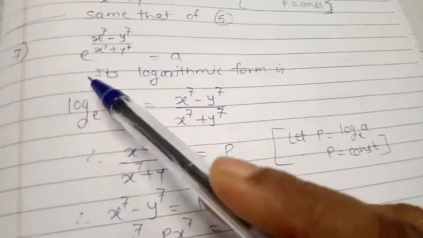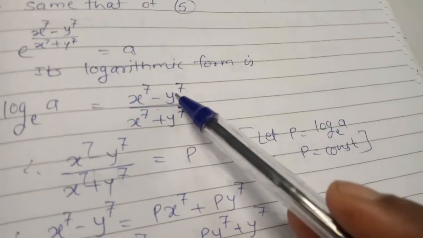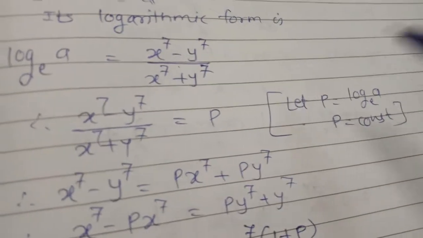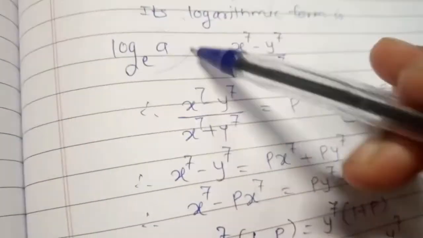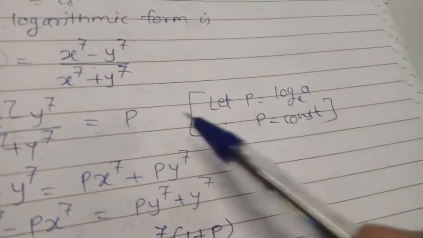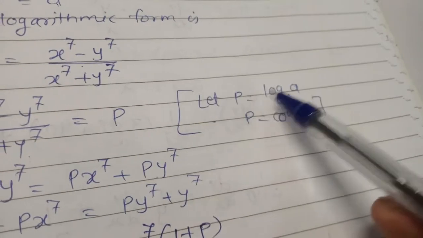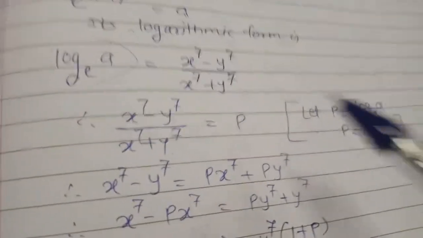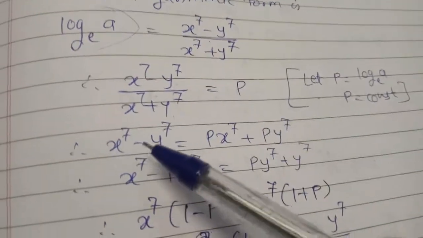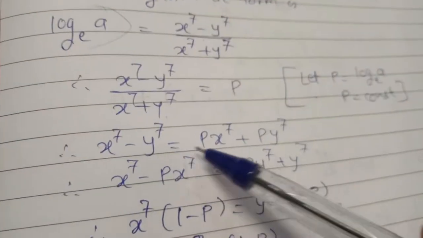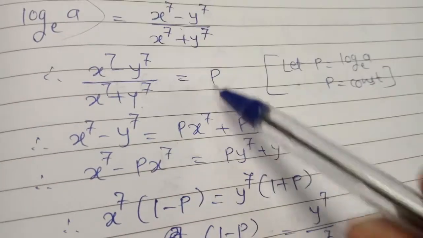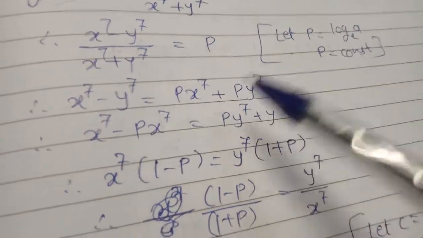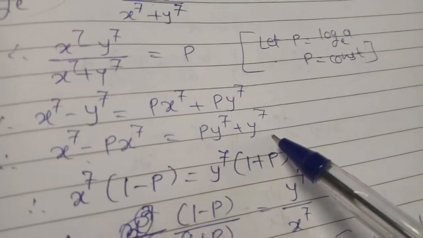Here, log a to the base e, a is a constant, meaning this total quantity is constant. So (x^7 - y^7)/(x^7 + y^7) is equal to p. We consider this total quantity as a constant and apply one more letter to it. So p is equal to log of a to the base e, a constant. Now moving all these quantities to this side: x^7 - y^7 is equal to p x^7 + p y^7.